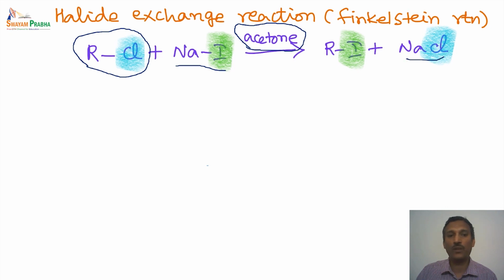If we start with alkyl chloride, we end up with sodium chloride. If we start with alkyl bromide, we will end up with sodium bromide. So this reaction is generally used to prepare the higher alkyl halides from the lower alkyl halides. In other words, chlorine and bromine can be exchanged with iodine to give the final product.